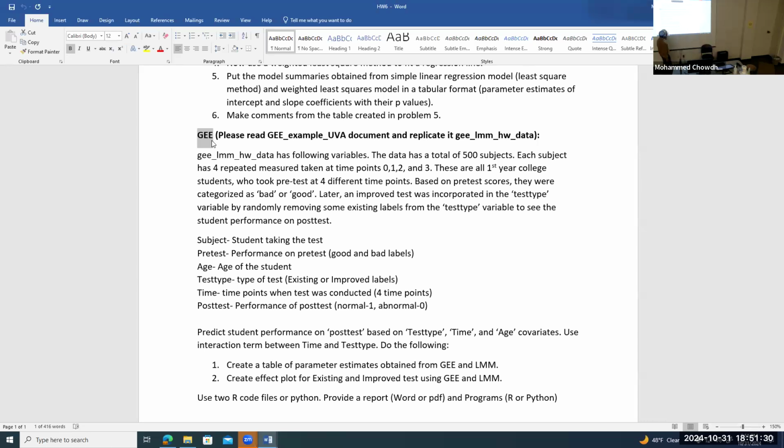I also asked, create an effect plot for existing and improved test using GEE and LMM. In the example that I gave, there were new medications, new drug, or existing standard drug. You remember that, right? Standard drug, as well as new drug. This is what I said in the real life application problem in the GEE example. When I give you the problem for this GEE, LMM homework data, there are students enrolled, a test was conducted, and after conducting the test, the results were found good and bad.